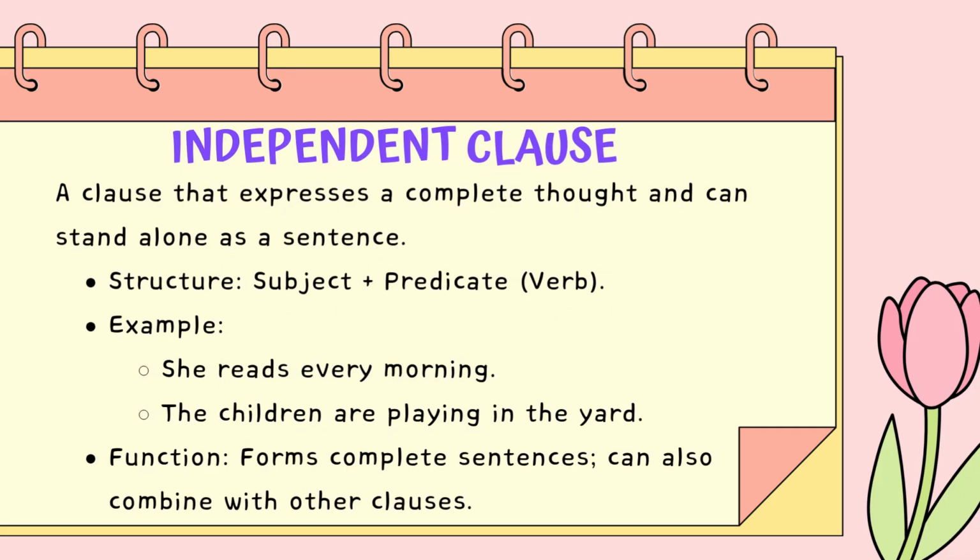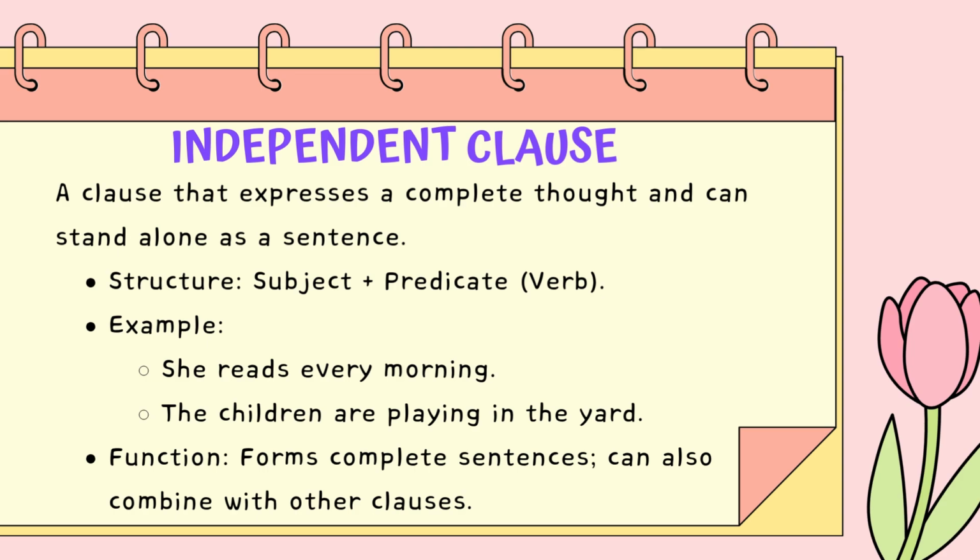Now, an independent clause is a clause that expresses a complete thought and can stand alone as a sentence. An independent clause can always stand on its own. It can make complete sense, a complete thought. So, examples we have: she reads every morning. And example two: the children are playing in the yard. So these are examples of independent clauses.